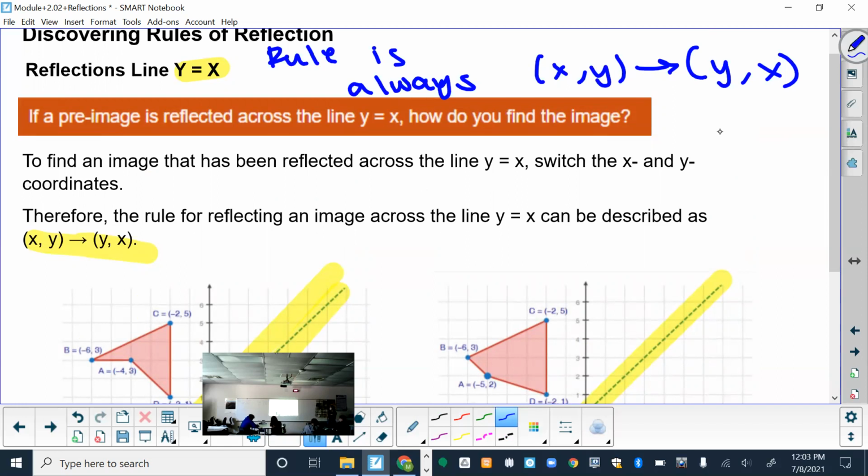All right, so just like in this picture down here, this C value is (-2, 5). What is C prime going to be? Following this rule. What was the original y value?